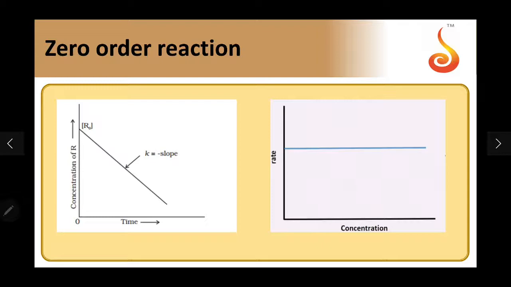The graphs of zero order reaction, we can see very clearly. The concentration of the reactant versus time is always a linear graph, and slope will give us the rate constant K. So x is equal to KT. If I take rate of reaction, it always remains constant because it is independent of concentration. So rate is going to be a parallel line to the concentration axis.